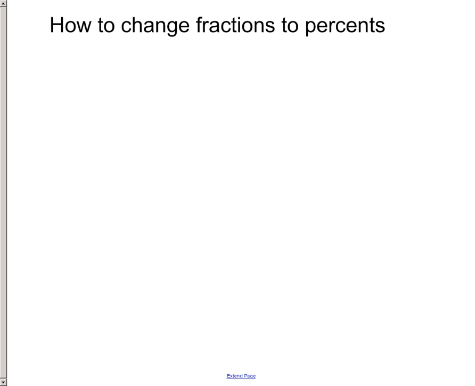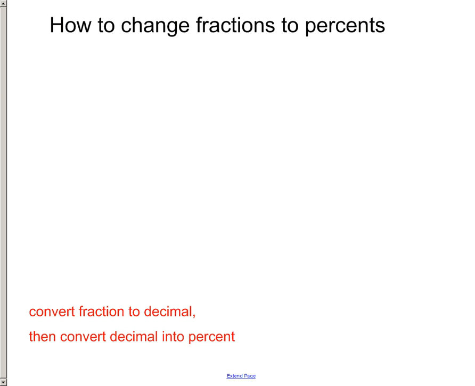So how do we change a fraction into a percentage? Basically, you're going to take the fraction, turn it into a decimal, and then take the decimal and turn it into a percent. So here's the basic rules so you can see it. And now let's take a look at a few different ones.